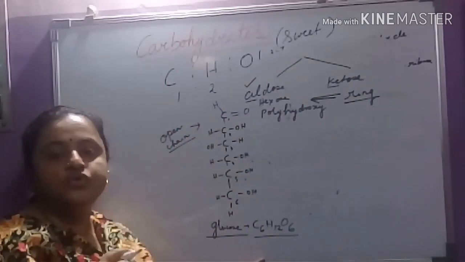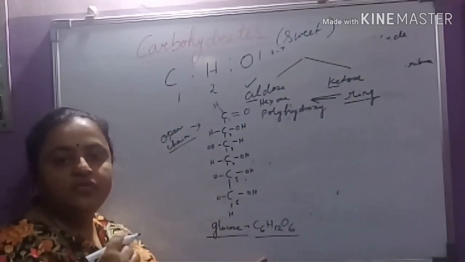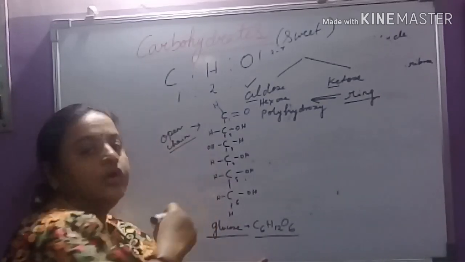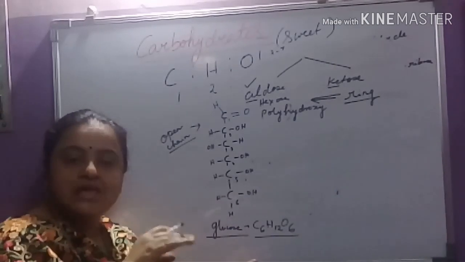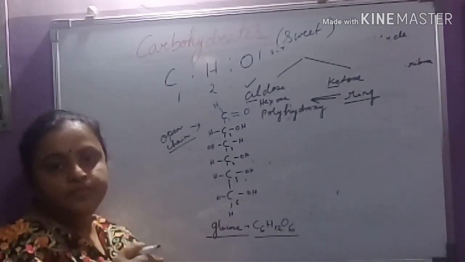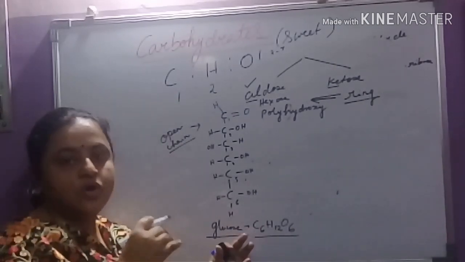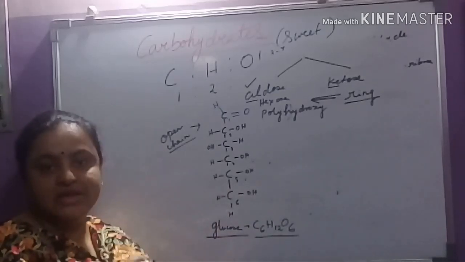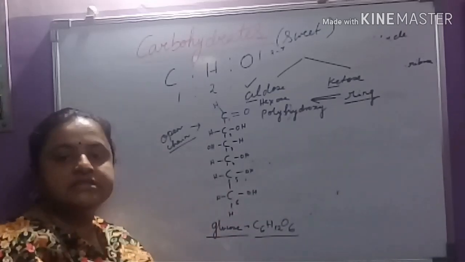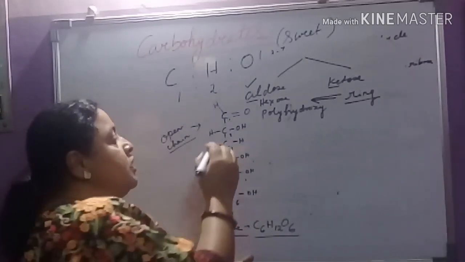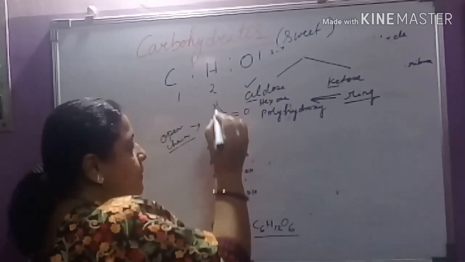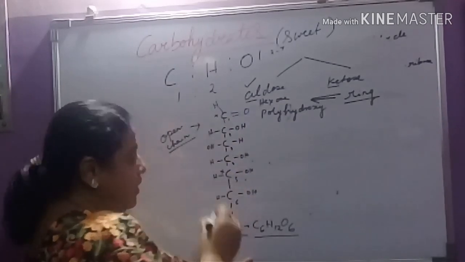Okay, so now we are going to learn how we can draw the ring formation of the glucose structure. It is the same structure, the empirical formula is the same, but the orientation of the carbon atoms is different. It forms a ring. Let us see how the ring is formed. In case of the ring formation, 2 carbons are important, carbon number 1 and carbon number 5.